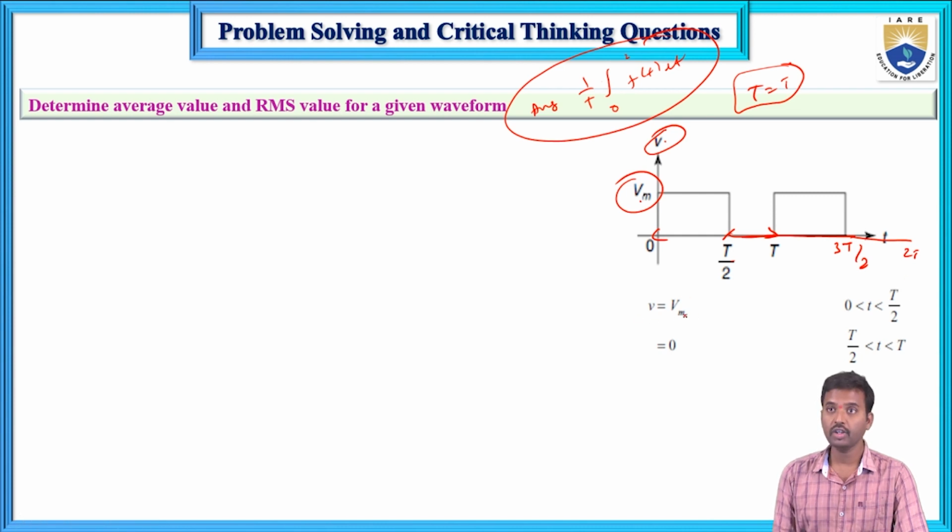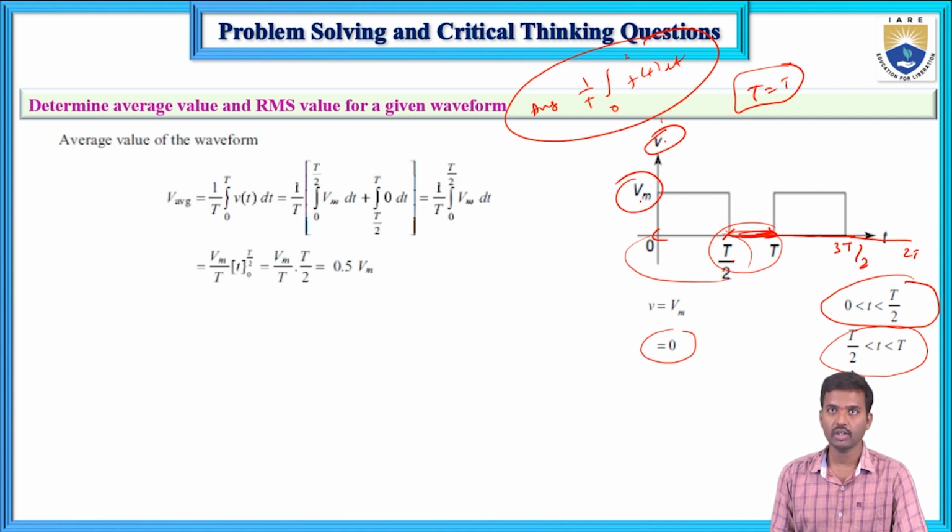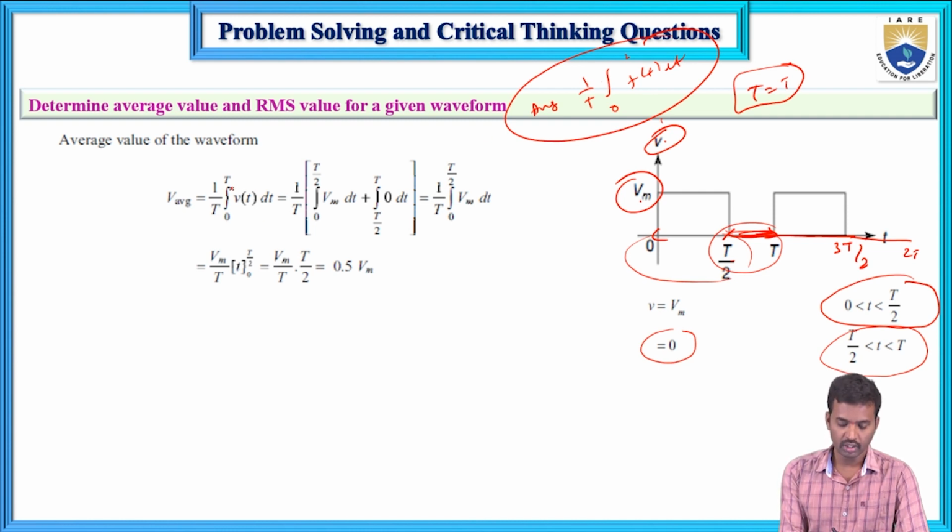Now, v equals Vm between 0 to T by 2, and between T by 2 to T, it equals 0. Now the average value formula: average value equals 1 by T, integral of 0 to T, v of t dt. This v of t is divided into two parts, 0 to T by 2 and T by 2 to T. From 0 to T by 2 the value is Vm, and from T by 2 to T the value is 0. So now integrating, the total time period is T.